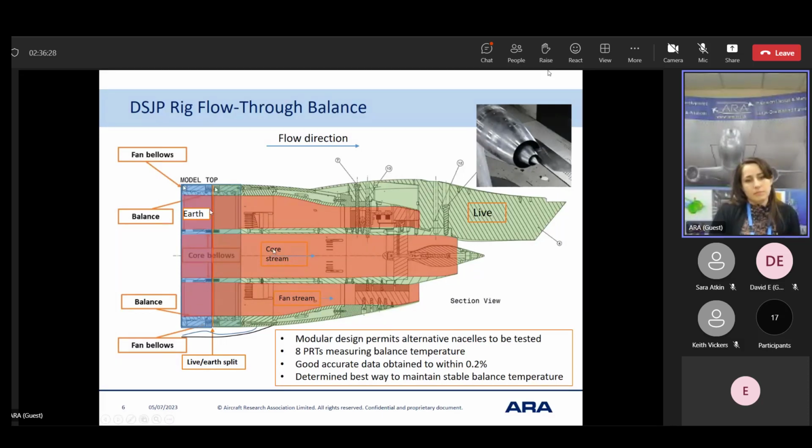The balance requires some flexibility in order to work. So in order to allow that, there are bellows systems, which are these zigzag areas in the top and the middle and the bottom, and that allows the balance to flex, which is necessary to be able to measure forces on it. There's also measuring temperature, which is important to correct for the temperature effects, and we aim to get force measurements to below 0.2% in thrust.